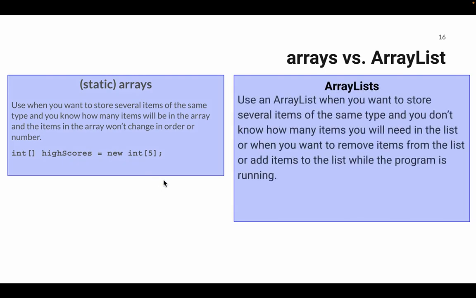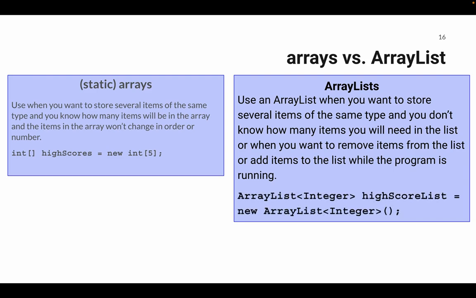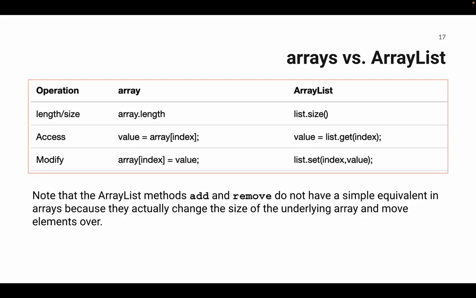An array list, you're going to use this when you want to store several items of the same type and you don't know how many items you're going to need in the list, or when you want to remove items from the list or add items when the program is running, like a grocery list. Or here we have our high score list and we're going to be able to add. So here's again arrays versus array list.